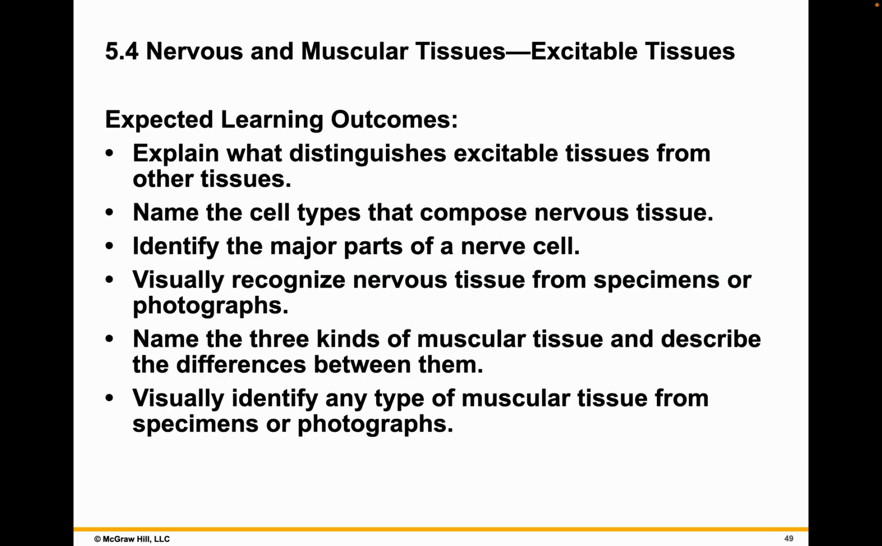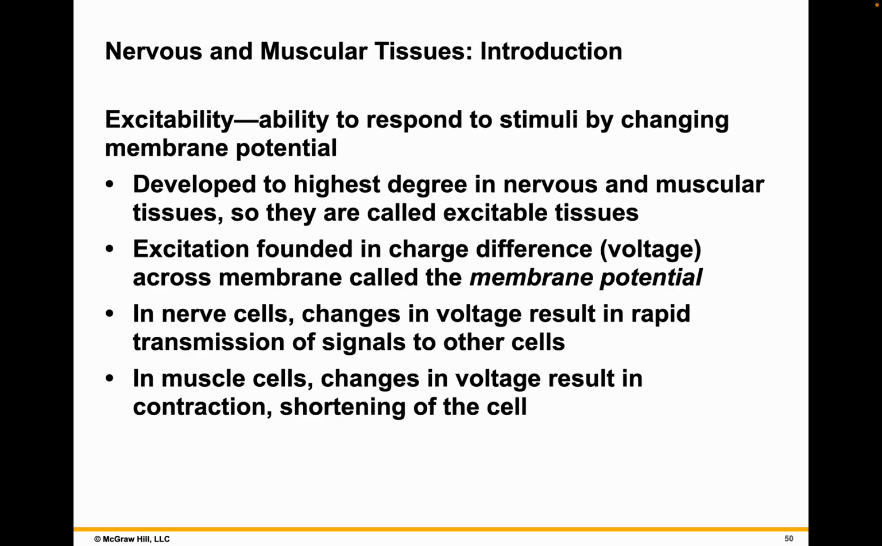Nervous tissue and muscular tissue are excitable tissues, which means they respond to stimuli, and they do so by changing membrane potential. It's developed to its highest degree in nervous and muscular tissue, so they are often referred to as excitable tissues. Excitation is founded in charge differences, which we would know as voltage across the membrane, and we call that membrane potential. In nerve cells, the changes in voltage result in rapid transmission of signals to other cells, whereas in muscle cells, those changes in voltage result in a contraction or shortening of the cell.